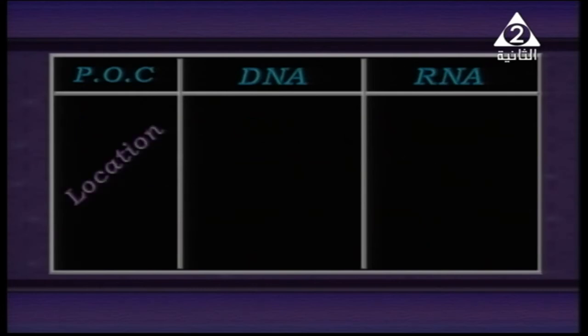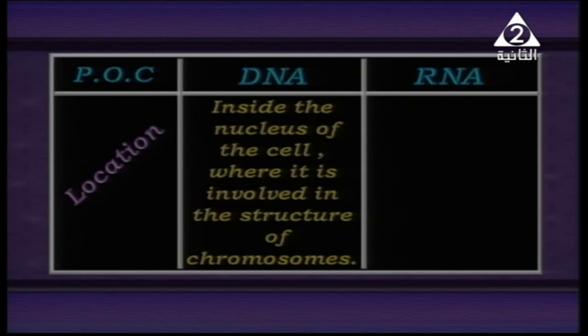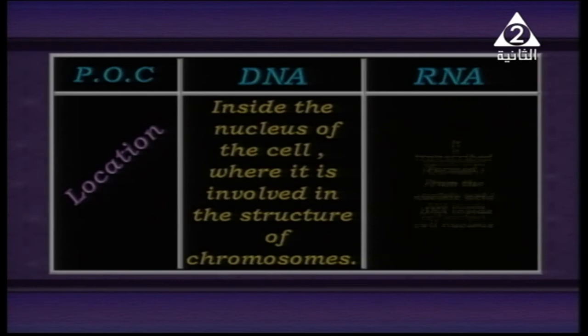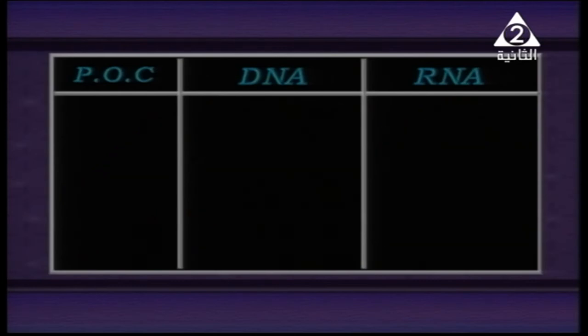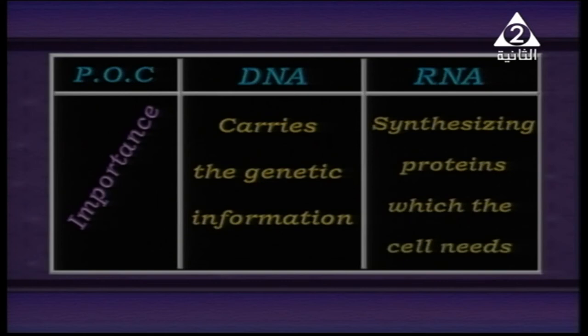The location or the place that the DNA exists. DNA exists inside the nucleus of the cell, where it is involved in the structure of chromosomes. The chromosomes are inside the nucleus and carry the genes. RNA is transcribed or formed from the nucleic acid DNA inside the cell nucleus, then transferred to the cytoplasm to help in protein synthesis. The importance: DNA carries the genetic information, but RNA carries the instructions for the protein which the cell needs.